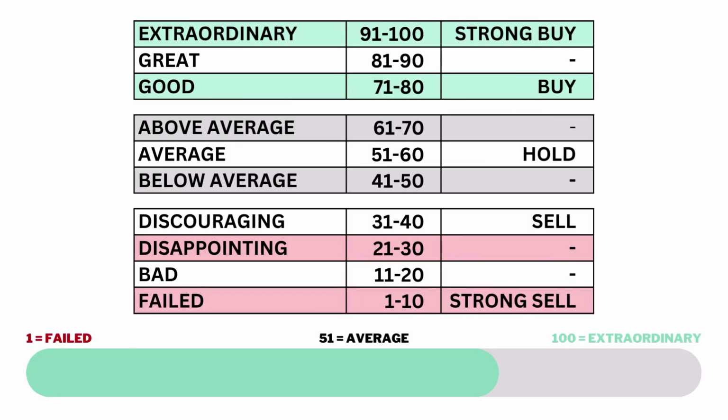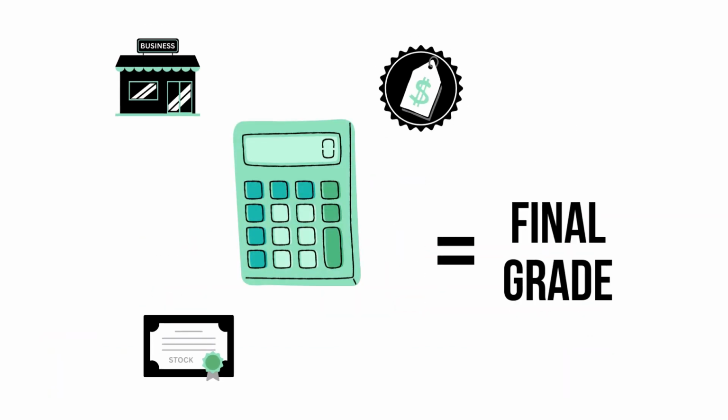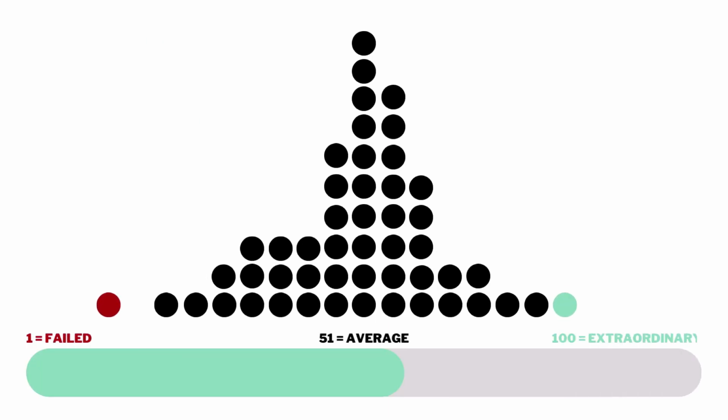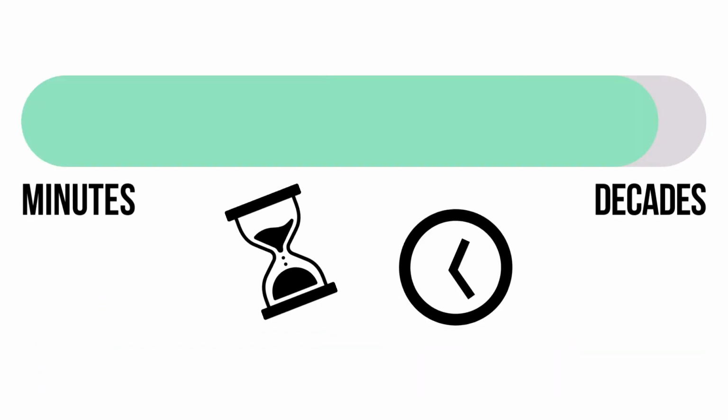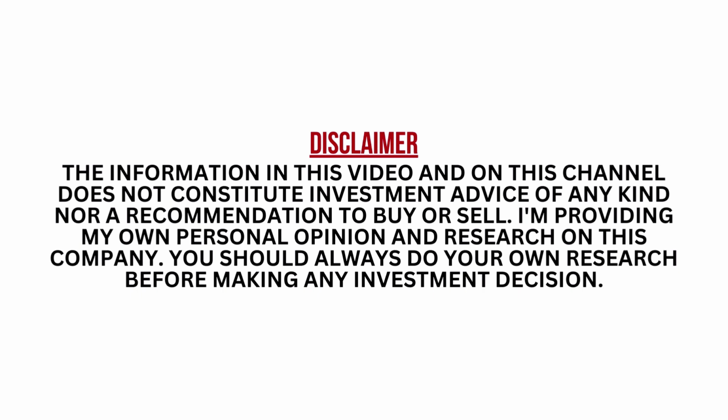Each of the 3 factors and 14 metrics is given a grade from 1 to 100, with 51 to 60 being considered average. When we've got the 3 factors graded, we combine them to get our final grade. Most companies will fall into that average range, since most companies are indeed average long-term investments. I want to stress that this analysis is meant for long-term investors. I encourage you to pause this video anytime so you can better understand the numbers.